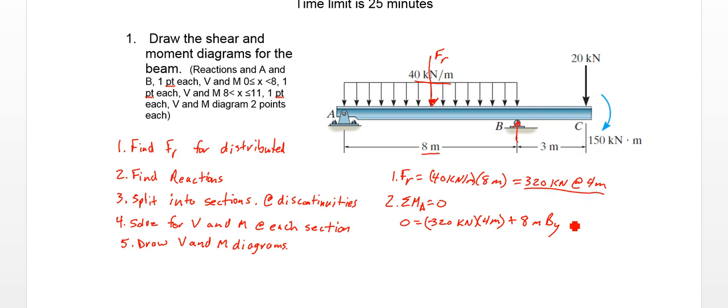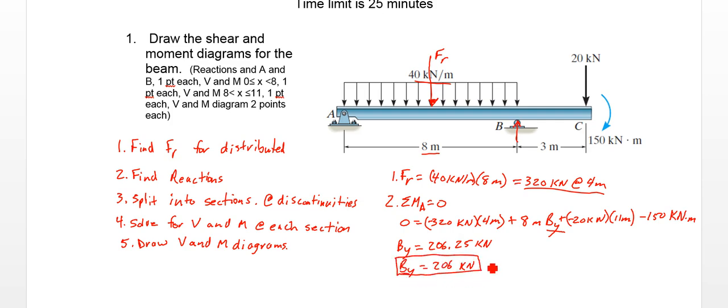Then at C, we have two things going on. We have negative 20 kilonewtons, I'll put a plus negative 20 kilonewtons times 11 meters. And then minus, again clockwise, negative kilonewton meter moment there. So the only unknown we have is BY. You can rearrange this, and we find BY equals 206.25 kilonewtons, and we report that out. We'll go to 3 significant figures. So there's one part, so we can get 1 point for that.